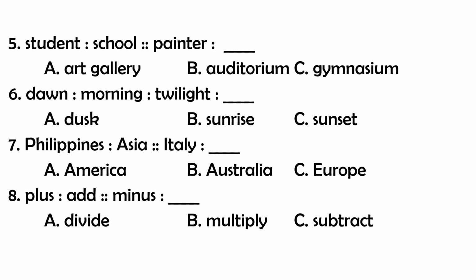Number 6. Dawn is to morning, as twilight is to blank. A. Dusk. B. Sunrise. C. Sunset. Number 7. Philippines is to Asia, as Italy is to blank. A. America. B. Australia. C. Europe. Number 8. Plus is to add, as minus is to blank. A. Divide. B. Multiply. C. Subtract.